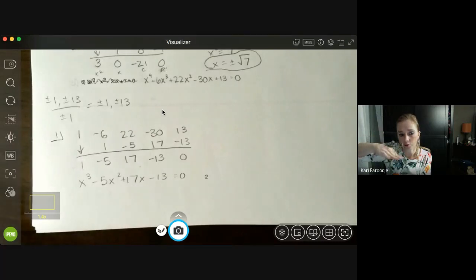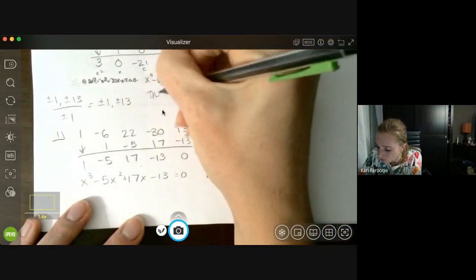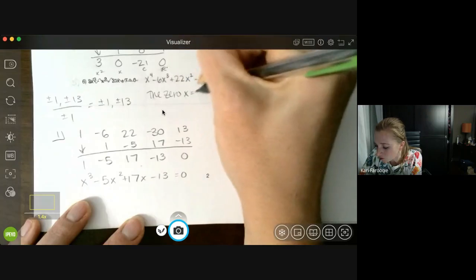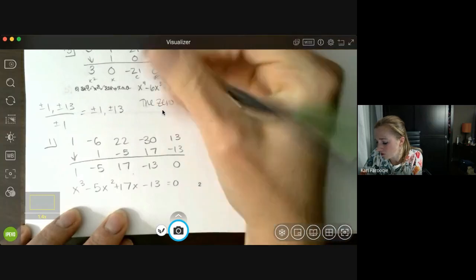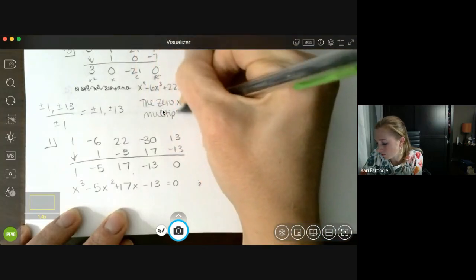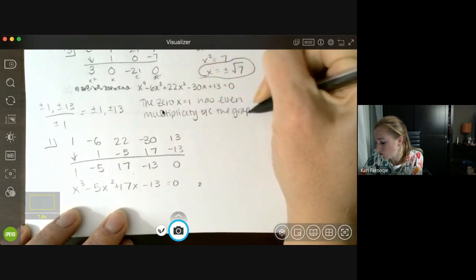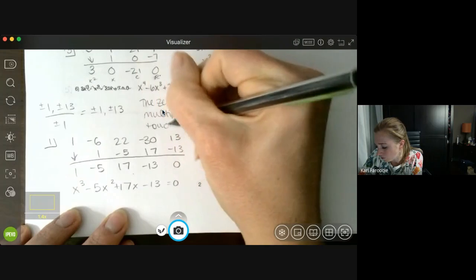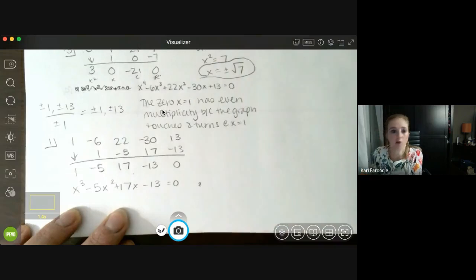Because we had this behavior where the graph touched and turned, that tells you that the 0, 1 has an even multiplicity. So I'm going to make a note of that here. The 0, x equals 1, has even multiplicity because the graph touches and turns at x equals 1.